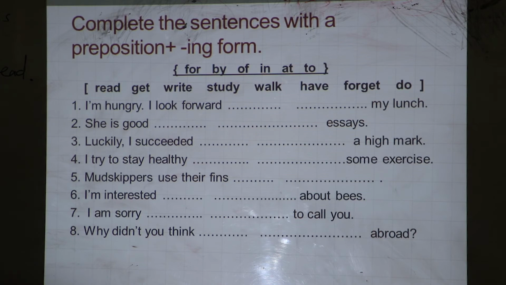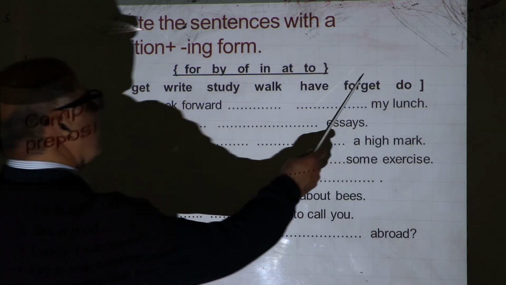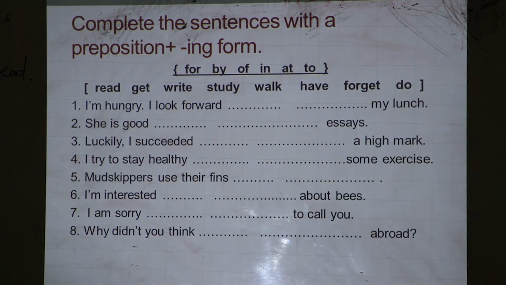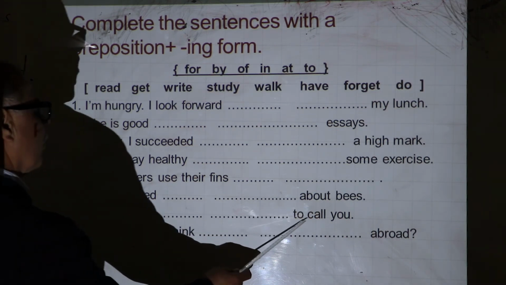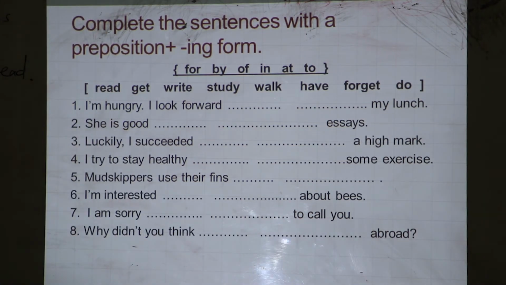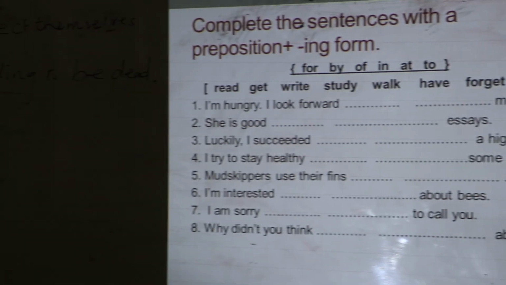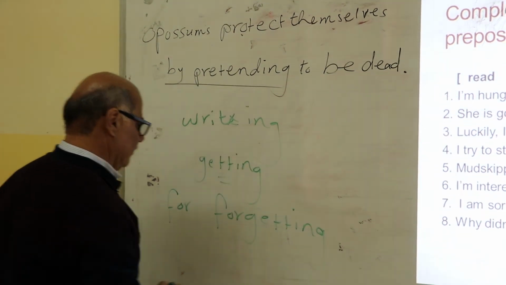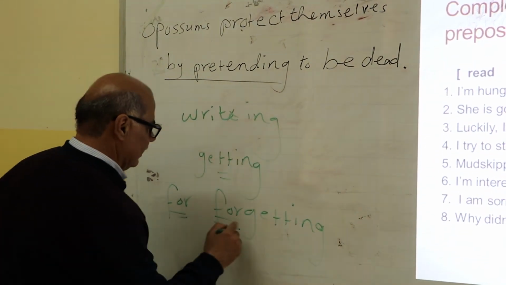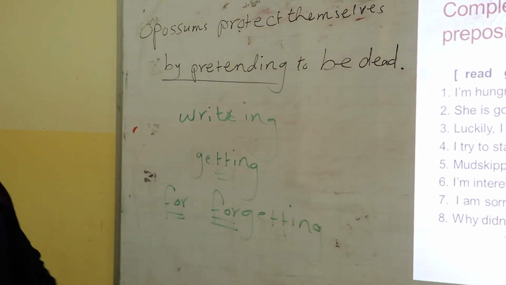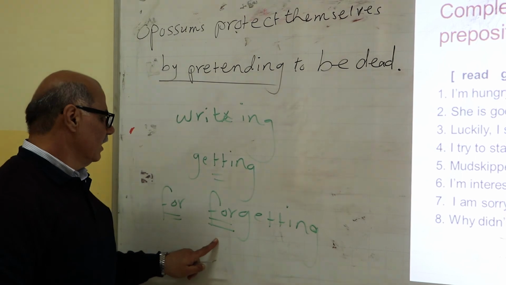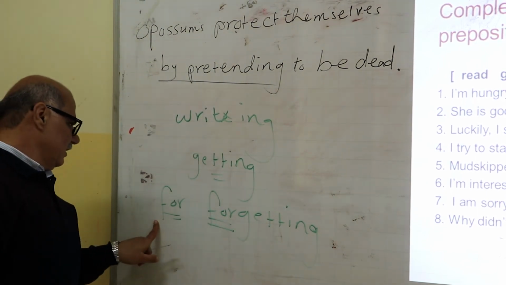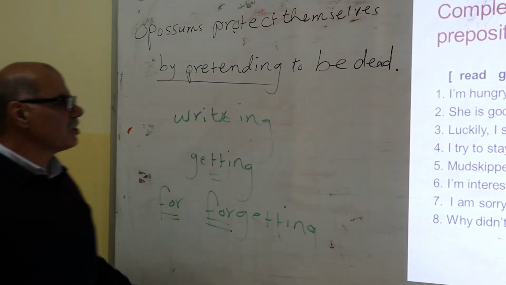Right? Yes. I am sorry for forgetting to call you. Also, forgetting, the T is doubled. I'm sorry for forgetting. And be careful. We write for here and forgetting is another word. So of course, for here is a part of the verb forget, forgetting. So for forgetting. Not write forgetting, yes? Just you have to write the preposition for.